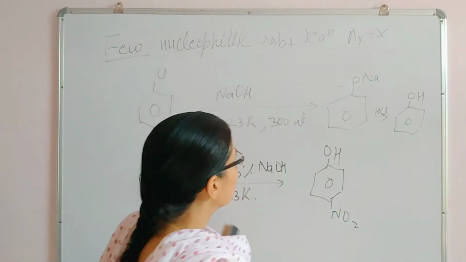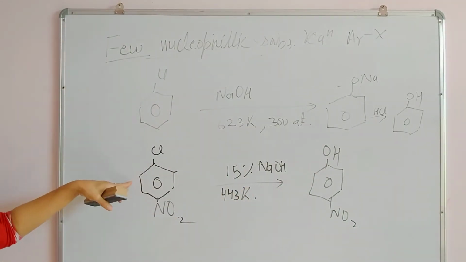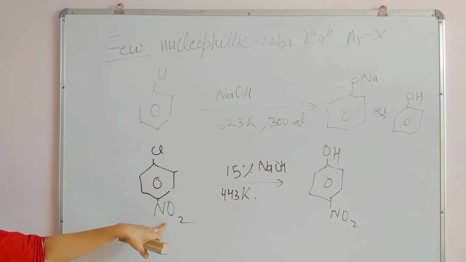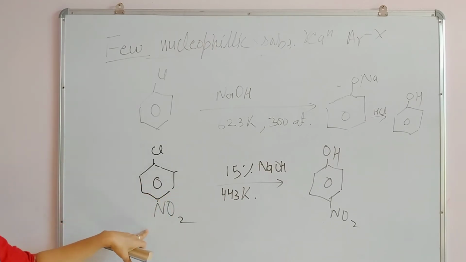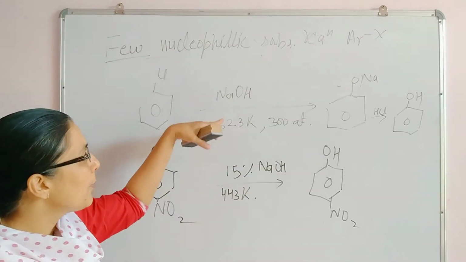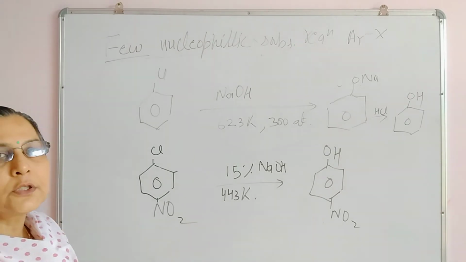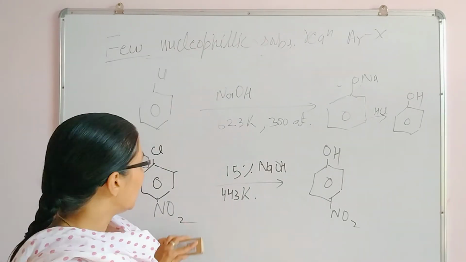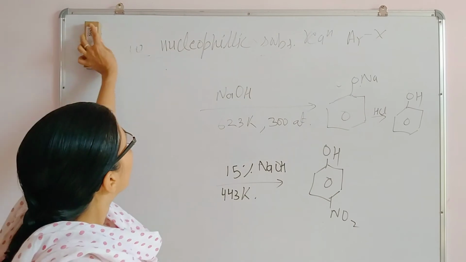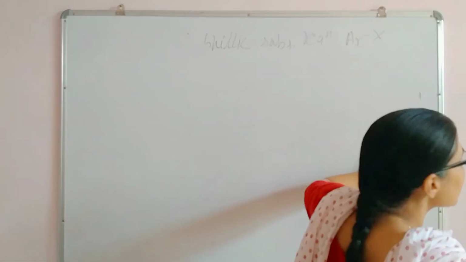In all, the summary is that in these 4-5 reactions, where we are putting the NO2 group at the ortho position and para position, the conditions are becoming easier and easier because of the role of the substituted NO2 group. Now, this is about the nucleophilic substitution reaction.